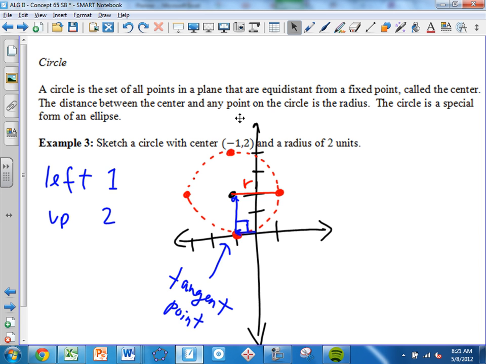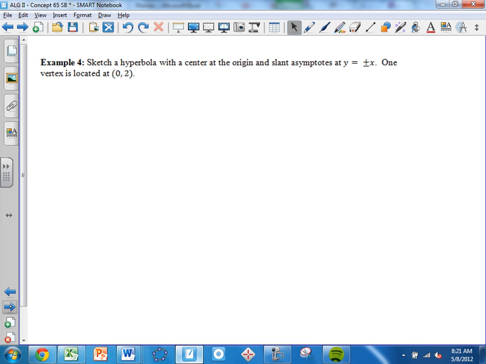All right, let's go to the next example. We did a hyperbola already to look at. Okay, let's look at the example of it now.